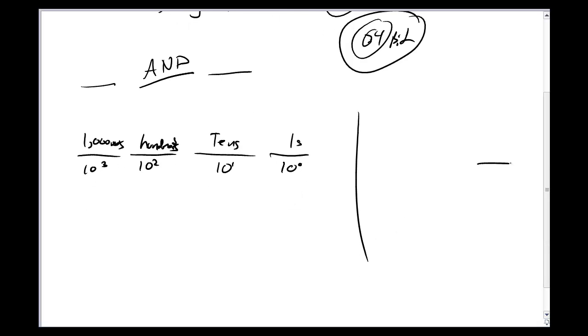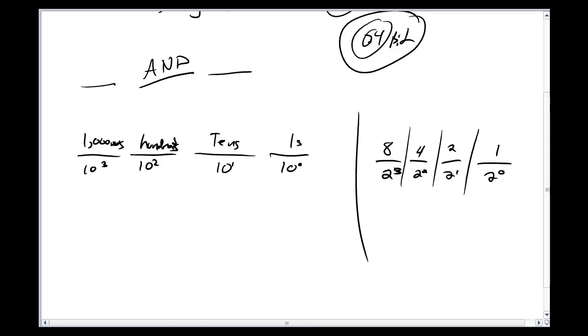Similarly, in the binary system, if I do 4 places, I've got 2 to the 0, 2 to the 1, 2 to the 2, and 2 to the 3, which gives me the ones column, the 2's column, the 4's column, and the 8's column. So this is how I would build these things up.